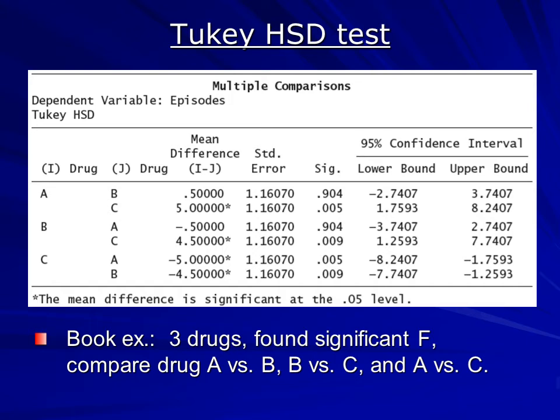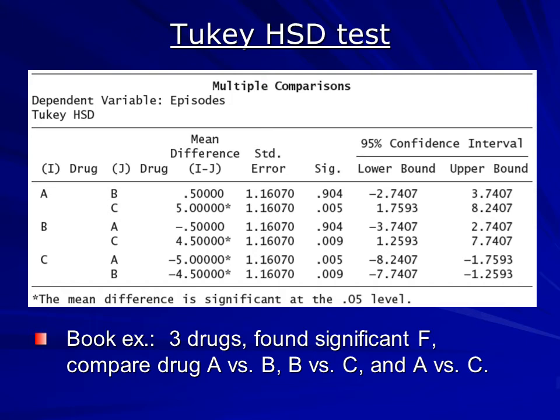So A versus B is here. A versus C. The only new one is B versus C. And so now we got a B versus C right here. Got another asterisk. Less than 0.5. Difference is 4.5. So what does this mean? We've got another significant difference here.